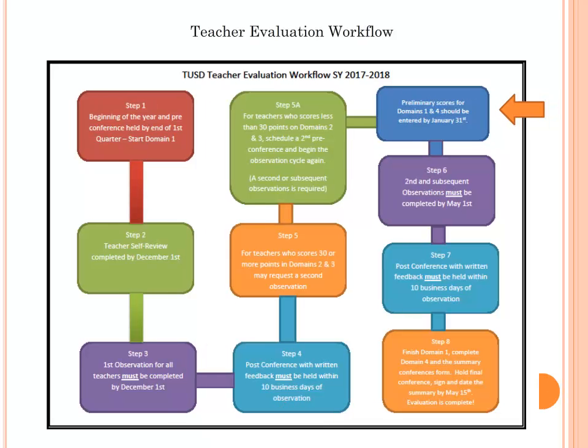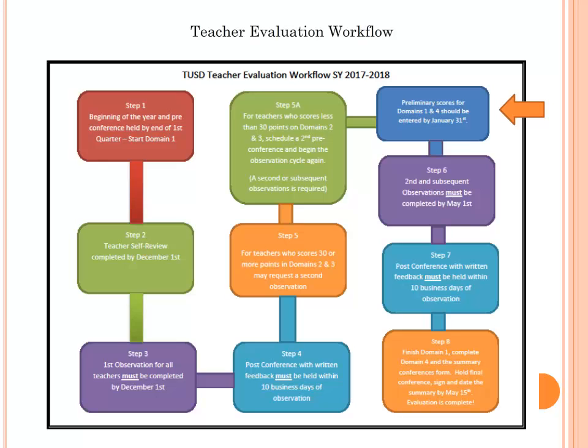Step 5 of the process determines whether a second observation is needed. If a teacher scores 30 points or more on Domains 2 and 3, a second observation is not required, unless requested by the teacher. Step 5a states, if a teacher scores 29 points or less on Domains 2 and 3, a second observation is required.